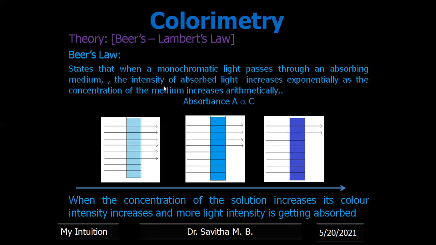Next, the definition says that when a monochromatic light, meaning light of a single wavelength, passes through an absorbing medium... That means we are using a filter to generate a light of single wavelength. Okay. So when a monochromatic light passes through an absorbing medium, the intensity of the absorbed light increases exponentially as the concentration of the medium increases arithmetically. That means absorbance is proportional to the concentration.